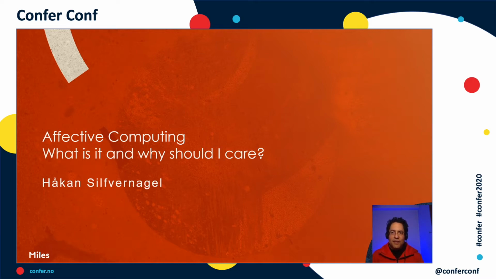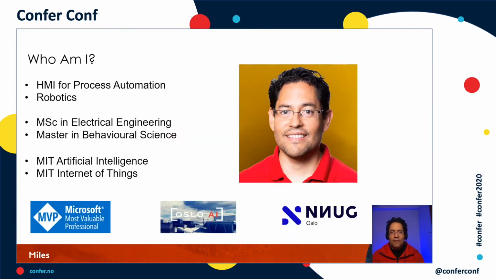But before we start the presentation, I'm just going to tell you a little bit of background facts about me. I have been working for 10 years with human-machine interfaces for process automation and robotics, and 10 years as a consultant. My educational background is a master's degree in electrical engineering and also a master's degree in behavioral science. I'm also interested in artificial intelligence and Internet of Things. I am a Microsoft MVP in artificial intelligence, and I'm also part of the steering committee for two meetups, the Oslo AI meetup and the Norwegian .NET user group meetup.